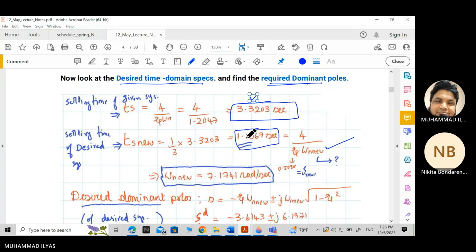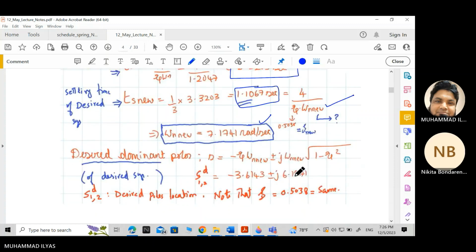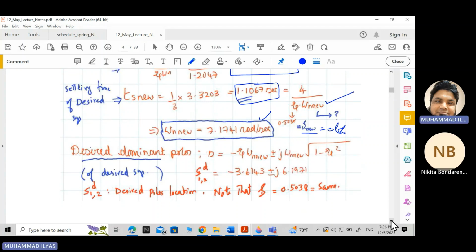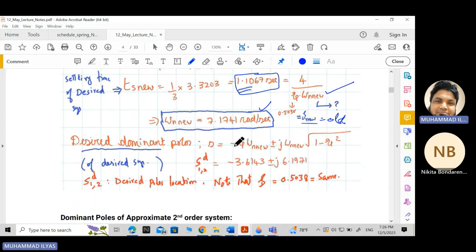So this is equal to 4 over zeta, which is given. So the new omega n is given by this. If we know the new omega n, we know zeta new is the same as the old zeta, right? There is no change. So we can find the desired dominant poles. Now they are the desired poles. So the desired dominant poles will become minus zeta omega n new plus minus j omega d new.